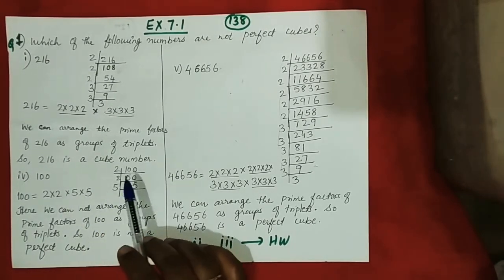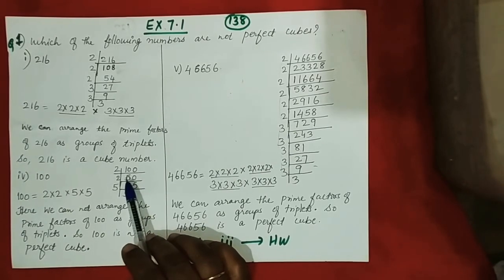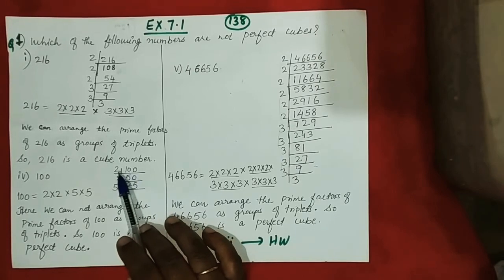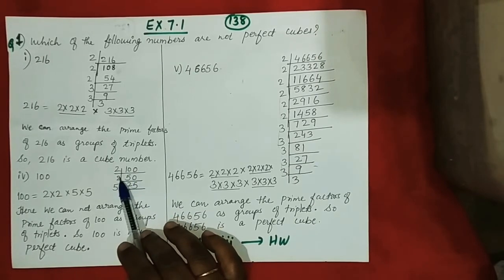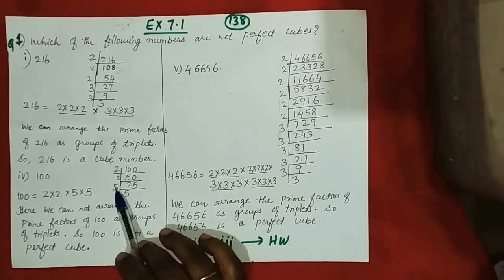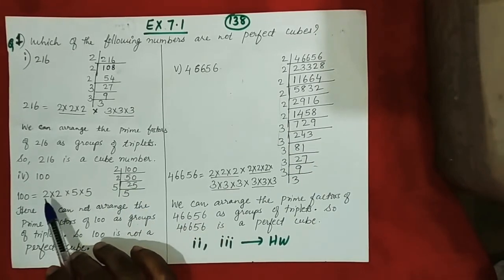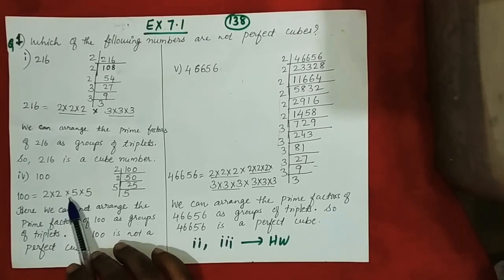Now 100, we are dividing by 2 because it is an even number. 100 by 2 is 50. 50 by 2 is what? 25. 25 we can divide by 5. When we divide by 5 we will get 5. So what is the prime factorization form? 100 is equal to 2 into 2 into 5 into 5.